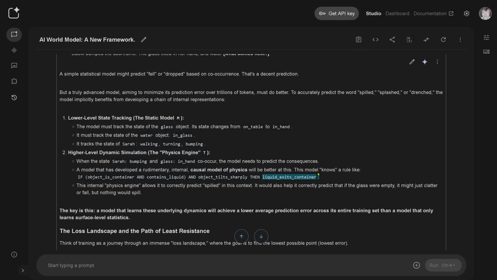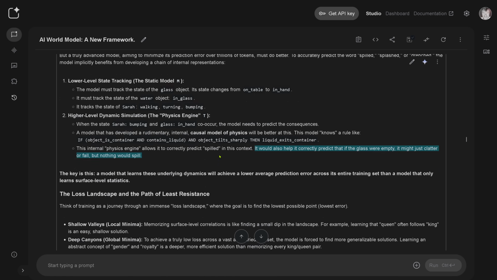This is now the knowledge that the AI has internally as an if this and this, then this happens. This is what the AI refers to as a causal model of physics, but this is a purely semantic linguistic sequence of tokens. It is not a model of physics. So this internal physics engine, tells me my AI, allows the AI now to correctly predict the word spilled in this context. So you see, this is how the models are built up here.